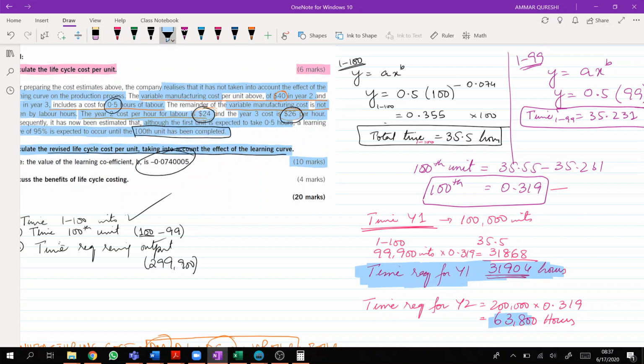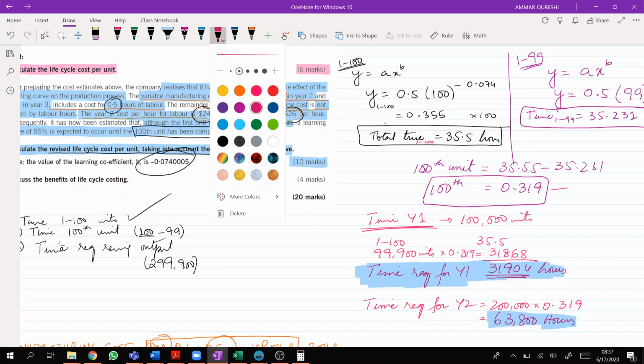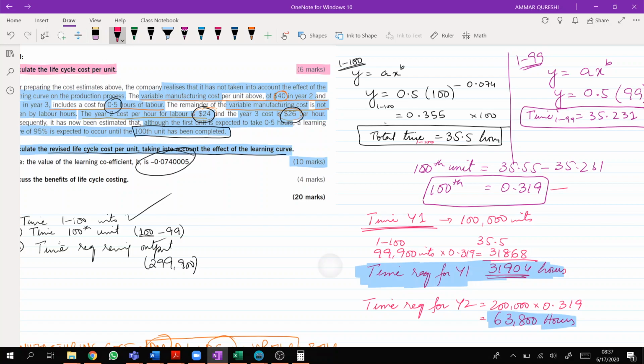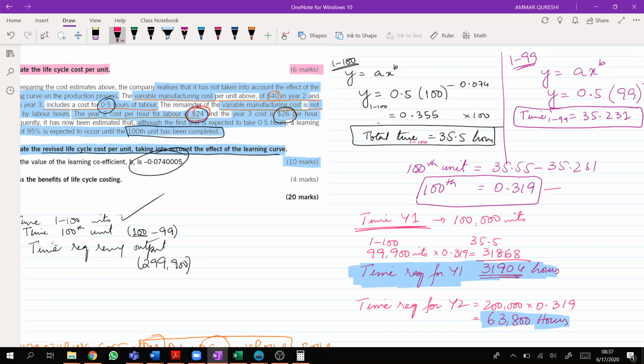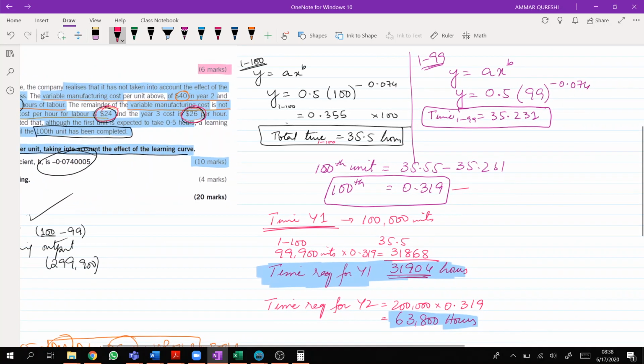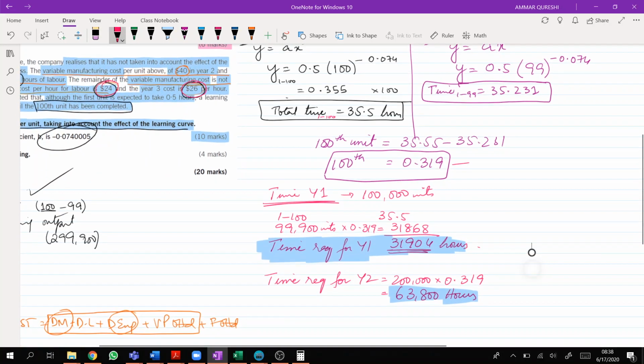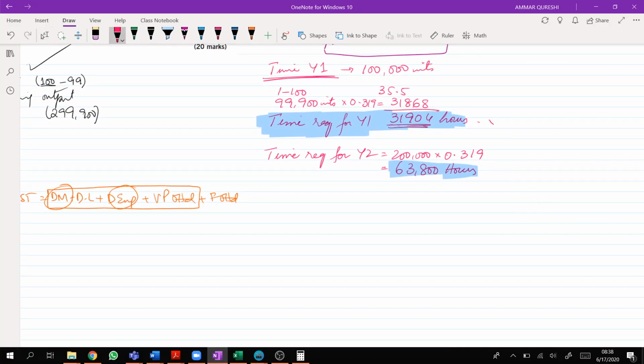It's an important figure. So finally we got number of hours, but we have to calculate labor cost now, because we are supposed to calculate revised cost per unit of the product, right? So for revised labor cost, we have to calculate the wage rate. We have to calculate the cost. And what is the cost? Cost for the first year is 24, cost for second year is 26 per hour, right? So we will multiply this figure with 24, and we will multiply this figure with 26.